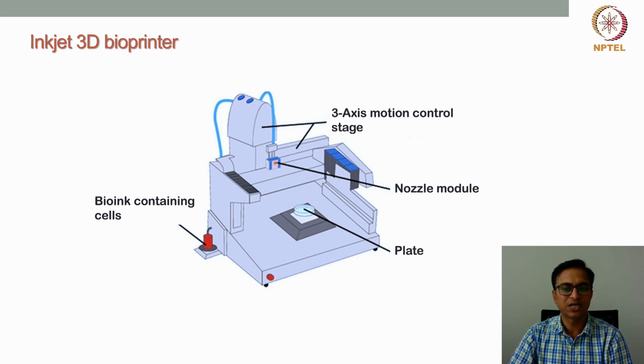Also, suppose you are making a 3D structure. At the beginning, the printhead will be somewhere at this level, and then when the first layer is done, it will go up one layer, and then again the next layer will be printed.